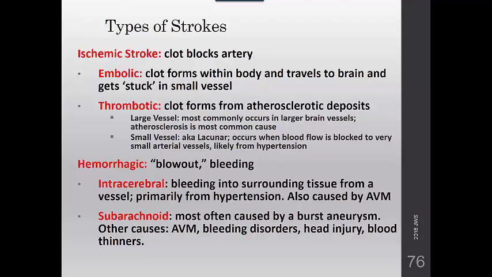The two types of hemorrhagic stroke include intracerebral, which is bleeding into the surrounding tissue from a vessel. It's primarily caused by hypertension. It's also caused by AVMs, or arteriovenous malformations. Then the other type is subarachnoid, which most often is caused by a burst aneurysm. It's a stroke that occurs when there's bleeding into the subarachnoid spaces and the CSF spaces. Other causes of subarachnoid hemorrhage include AVM, bleeding disorders, head injury, and blood thinners.